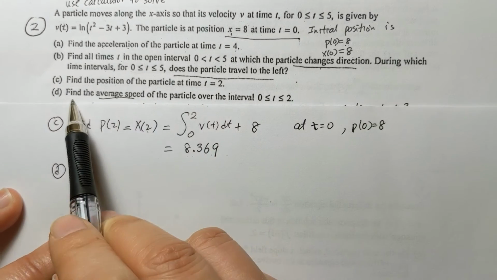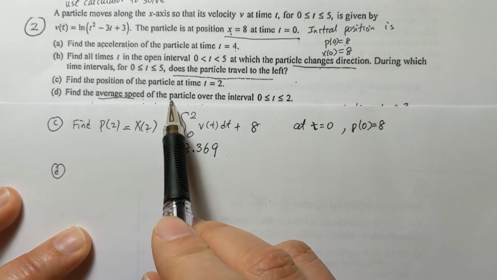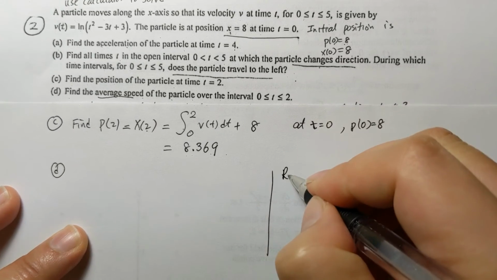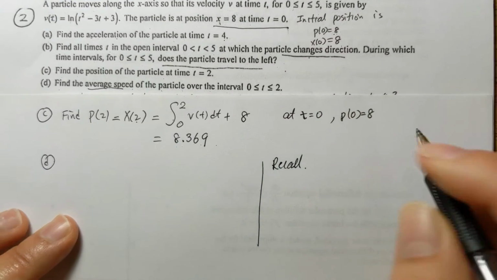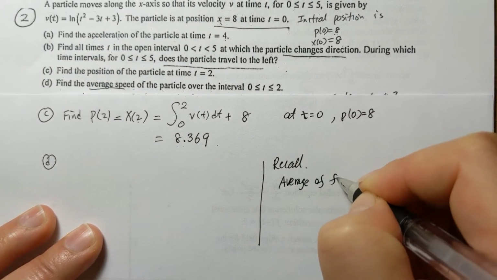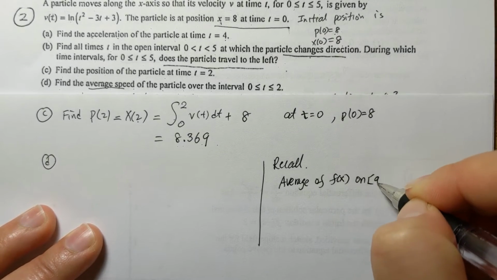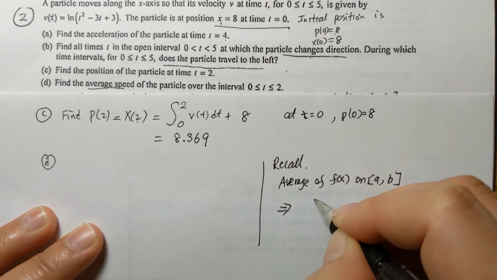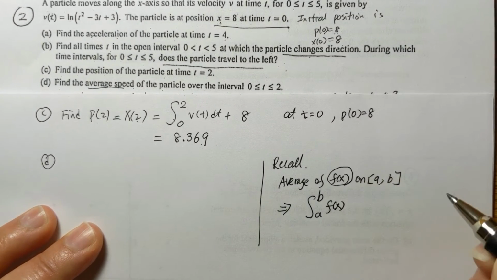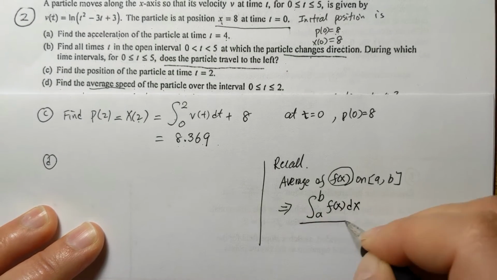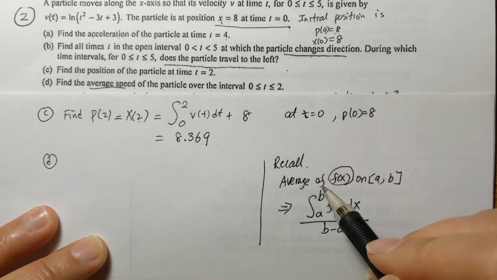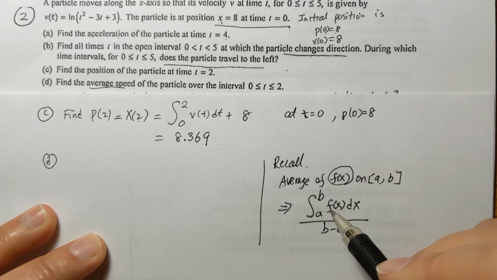Part D. Find the average speed of the particle over the time interval. So now let's recall what we learned before. If you remember, you can do it directly. So we say the average of f of x on interval a to b means the integral from a to b of f of x dx over b minus a.